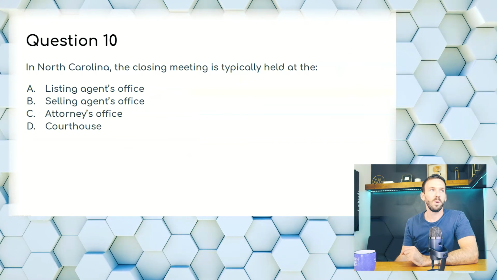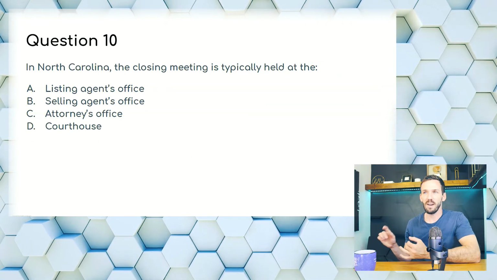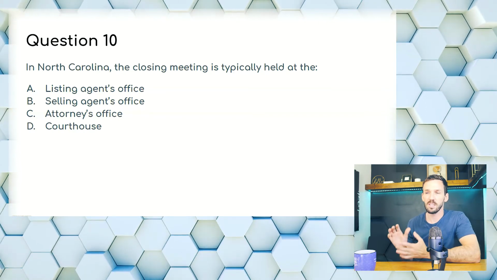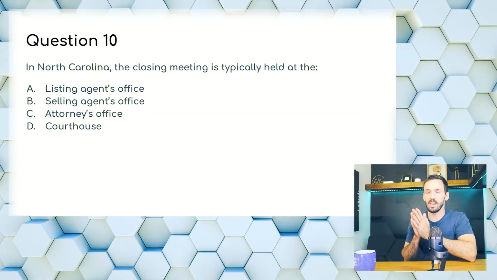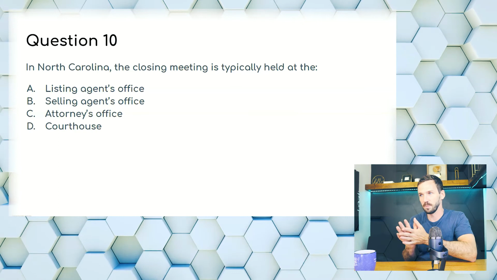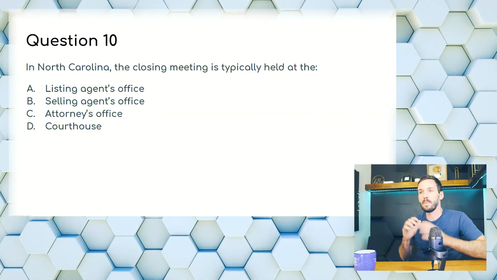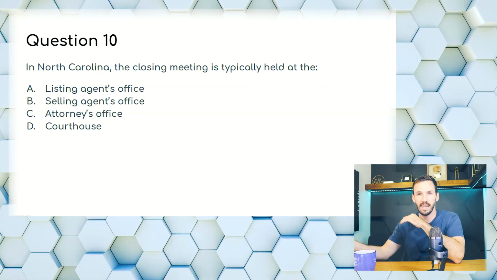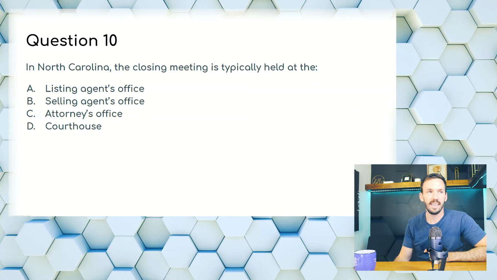Question 10. In North Carolina, the closing meeting is typically held at the listing agent's office, the selling agent's office, the attorney's office, or the courthouse. And I'm going to jump straight to this noob question here because this is one that, again, once you do your first transaction, you'll know the answer. So attorneys conduct the closings here in North Carolina. The banks do it in many other states, like in Texas. You go to the bank to actually do it. Law office here, though. C is the answer.